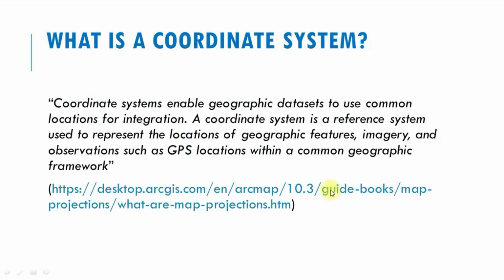So let's start. What is a coordinate system? Coordinate systems enable geographic datasets to use common locations for integration. A coordinate system is a reference system used to represent the locations of geographic features, imagery, and observations such as GPS locations within a common geographic framework.